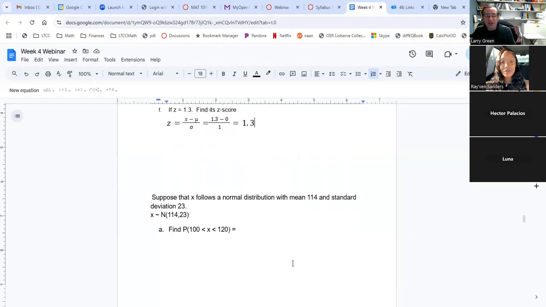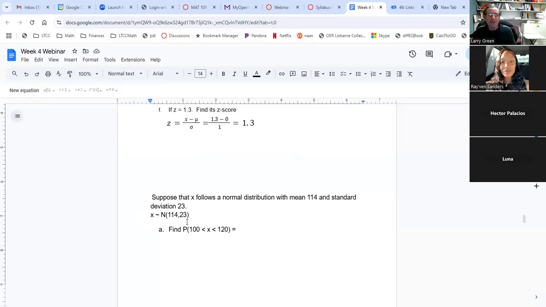Okay, let's do another example, and this one's going to be very different. Now let's suppose that x, notice we're not using z anymore, follows a normal distribution, but now the mean is 114 and the standard deviation is 23. So this is not a standard normal distribution, it's just a normal distribution. And we can say x tilde N(114, 23).